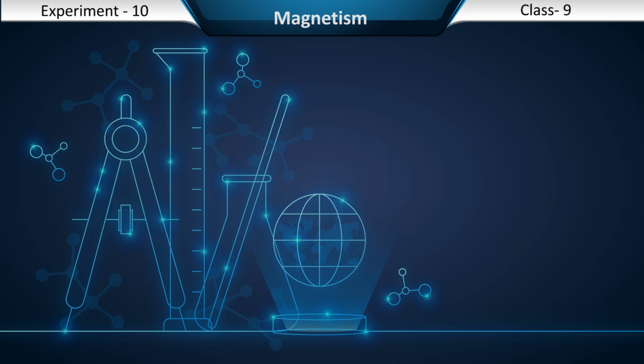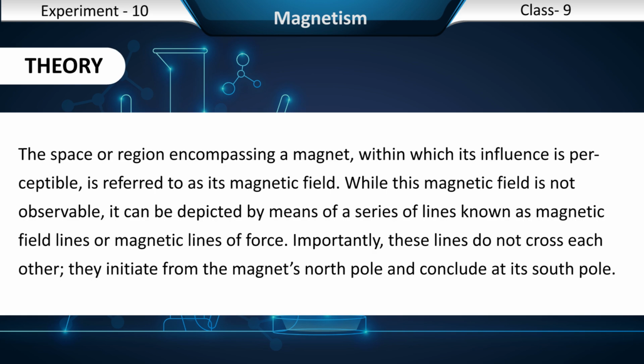Theory. The space or region encompassing a magnet, within which its influence is perceptible, is referred to as its magnetic field. While this magnetic field is not observable, it can be depicted by means of a series of lines known as magnetic field lines or magnetic lines of force. Importantly, these lines do not cross each other. They initiate from the magnet's north pole and conclude at its south pole.